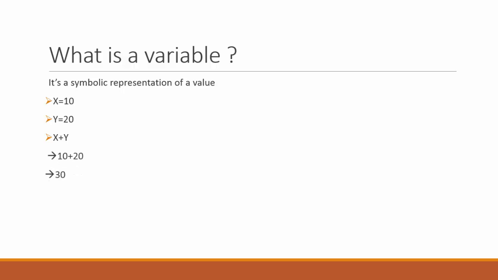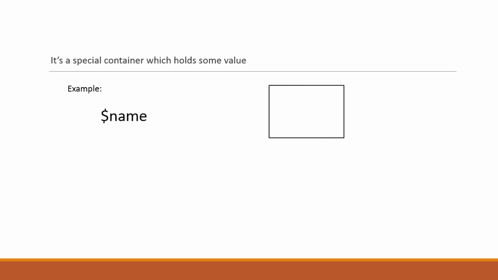Well, it results in 30, but basically what we are trying to say is that x holds value 10 and y holds value 20. Okay, if we look at another definition, a variable is a special container that holds some value. So if you declare a variable called name, a container gets created, and if we assign some value to that variable, that value goes to the container. So whenever we call name, we are calling that value Ali from the container. Doesn't that make sense? I hope it does.